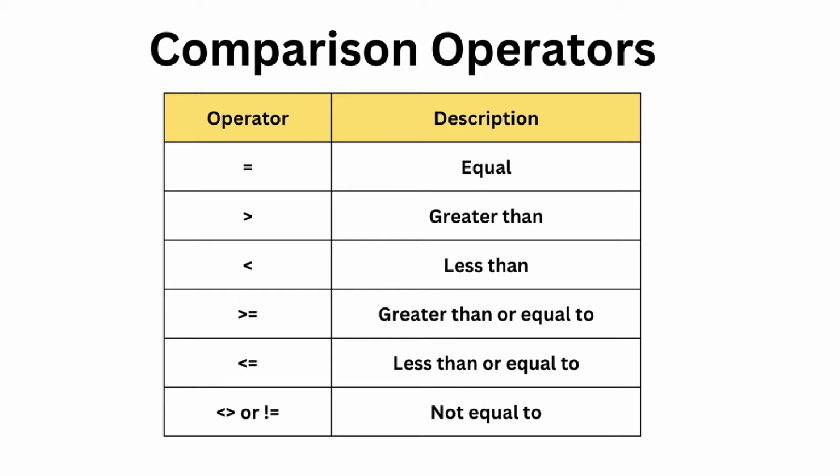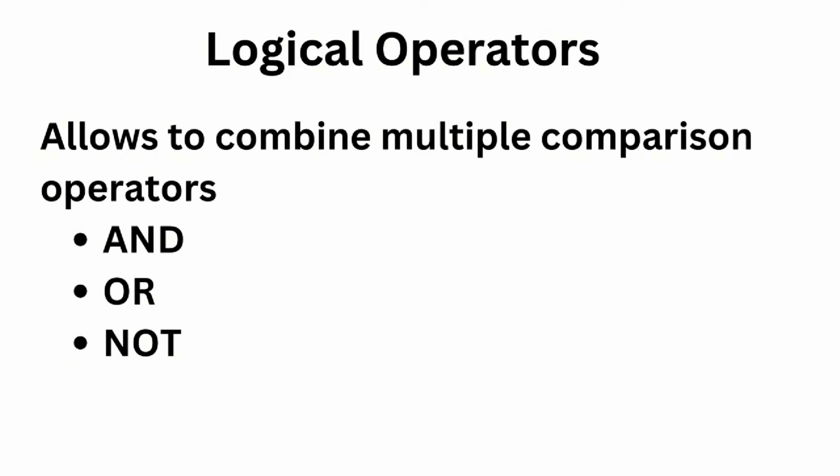And there's two ways of doing not equal to in PostgreSQL. You can have a less than and greater than sign right next to each other, or the more common way is to do an exclamation mark and then an equal sign. In addition to those, we have the logical operators, and that allows us to combine multiple comparison operators or affect comparison operators.